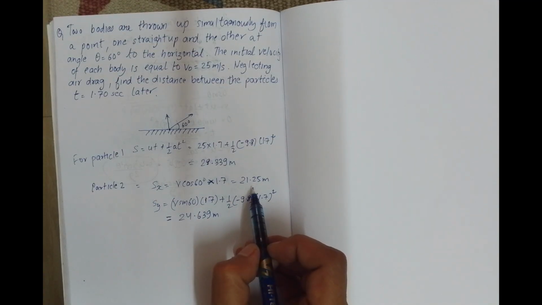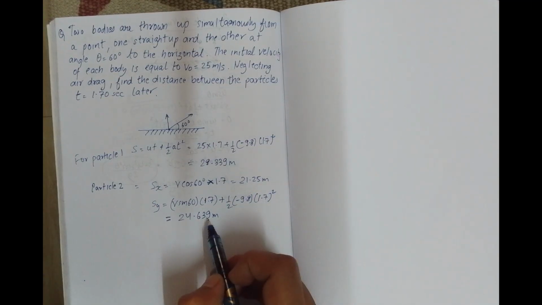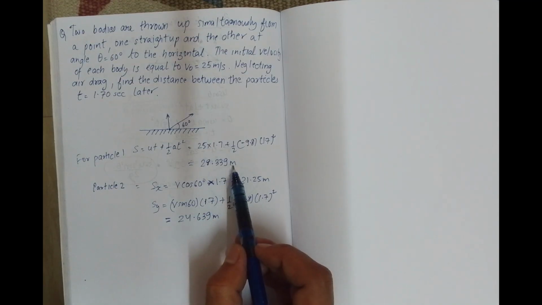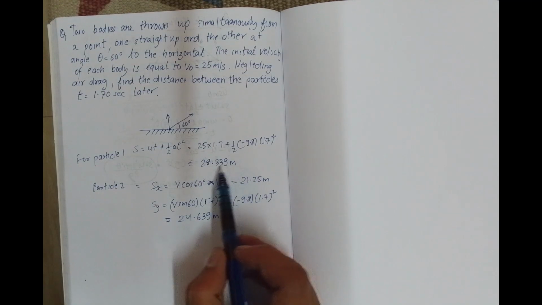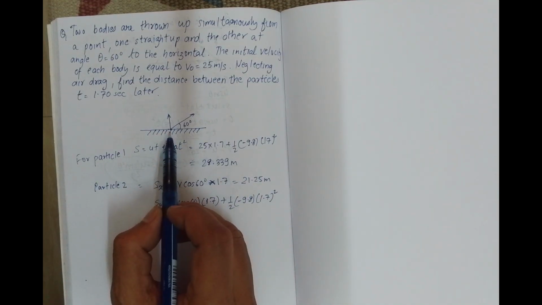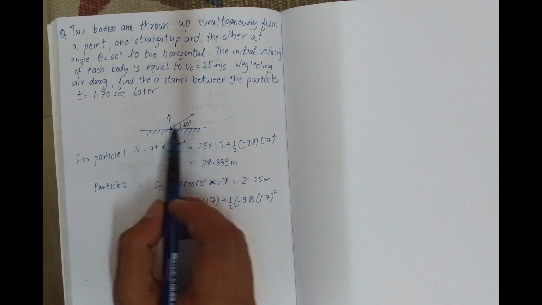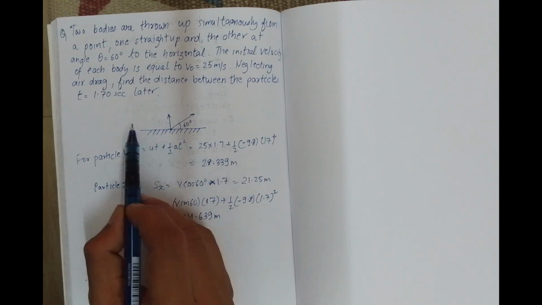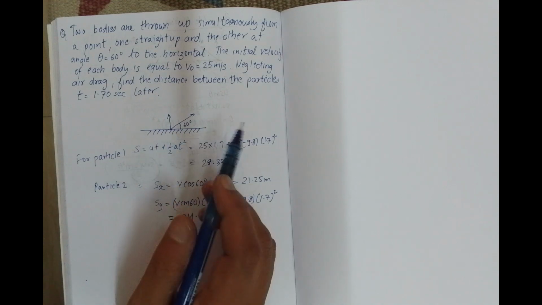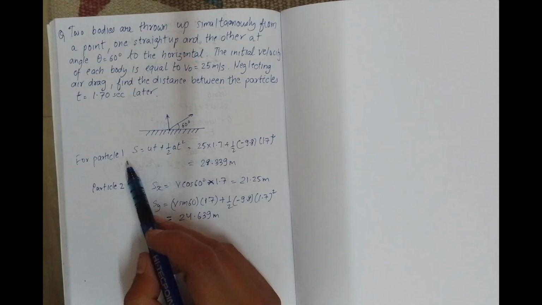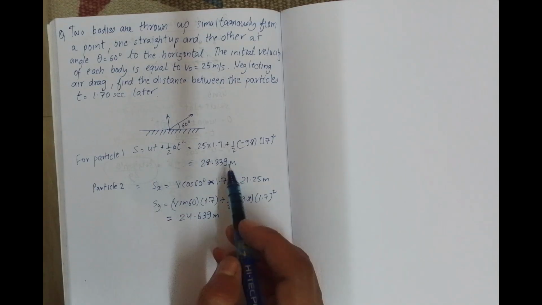Now for particle 1 we have calculated the vertical displacement, and for particle 2 we have calculated the horizontal displacement and the vertical displacement. We know that the particle 1 will only have vertical displacement and no horizontal displacement because it is thrown vertically upwards. So its velocity does not have any horizontal component, so it does not move at all in the horizontal direction. Right? So now what is the distance between particle 1 and particle 2?